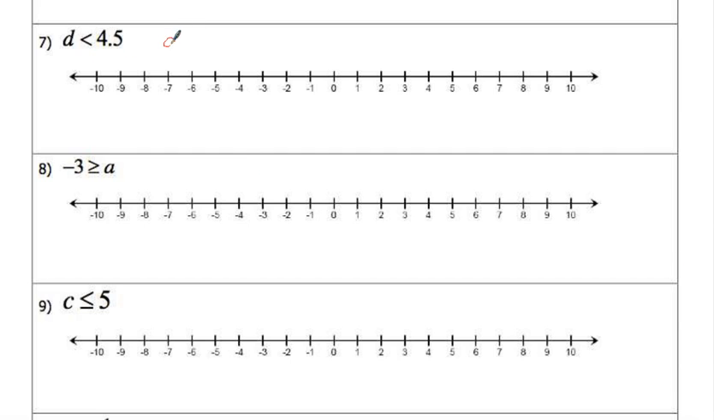So let's write this one. D is less than 4.5. So there's no equal sign, there's no closed fist, so we're just going to put a placeholder at 4.5, which is about right here. And it says D is less. Less is to the left, so I'm going to go this way.